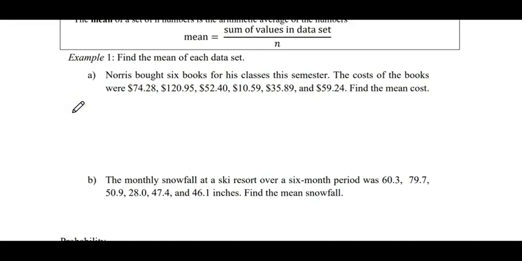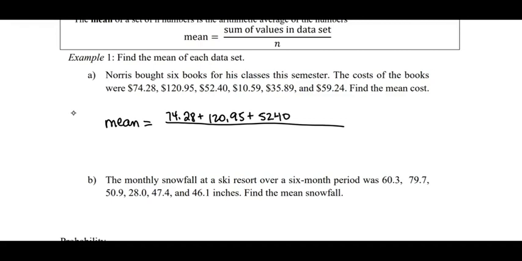For this lesson, we will be able to use the calculator. So what you will need to do is to find the mean equals, we're going to add all these numbers: 74.28 plus 120.95 plus 52.40 plus 10.59 plus 35.89 plus 59.24. So you're going to find that number up here.